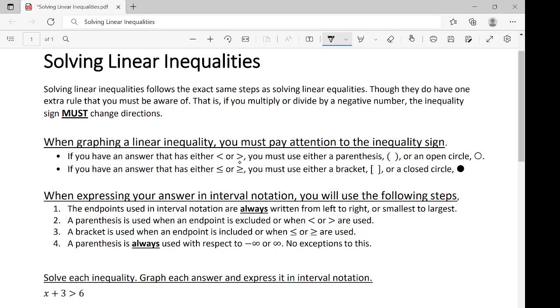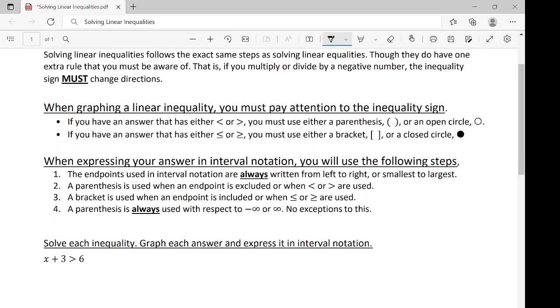When you're graphing a linear inequality, you also have to pay attention to the inequality sign. If you have a less than or a greater than sign, you're going to need to use a parentheses or an open circle, depending on what's asked of you. If you have one that has a less than or equal to or greater than or equal to, you need to use brackets or a closed circle, again, depending on what's asked of you.